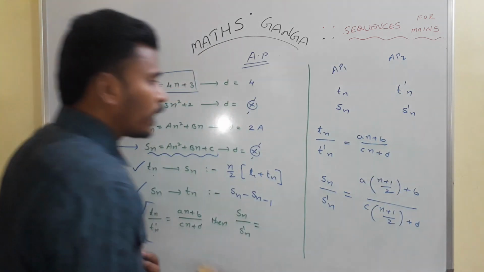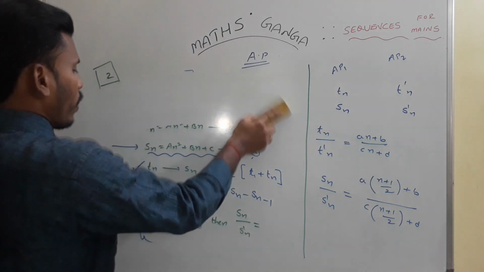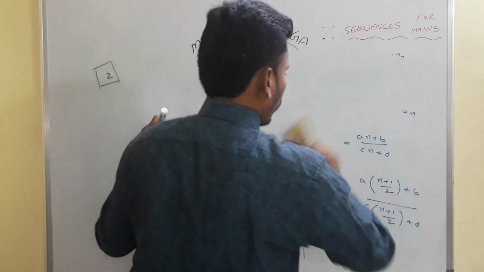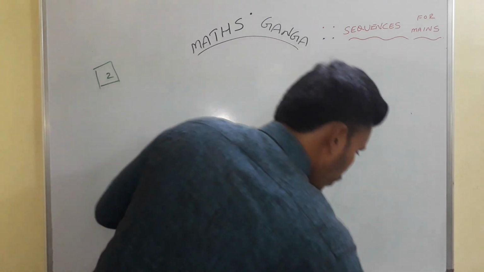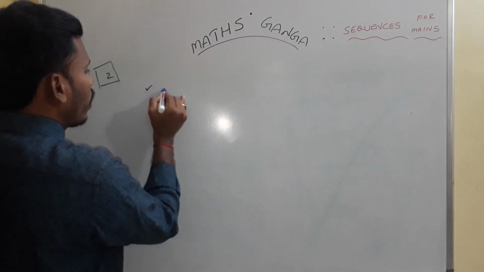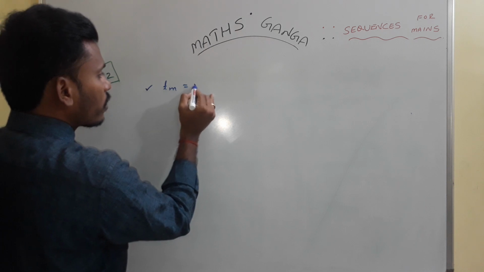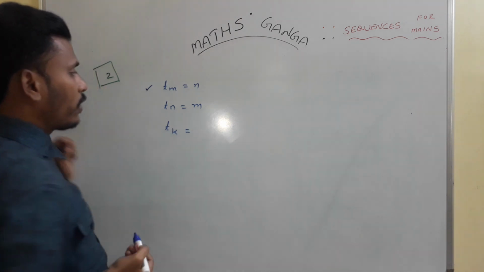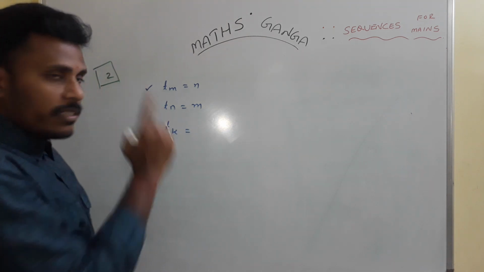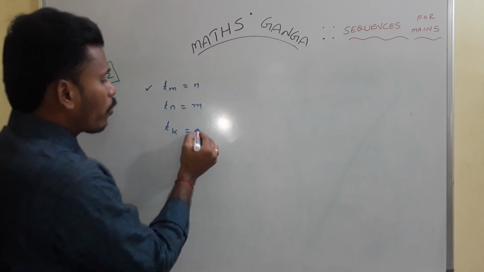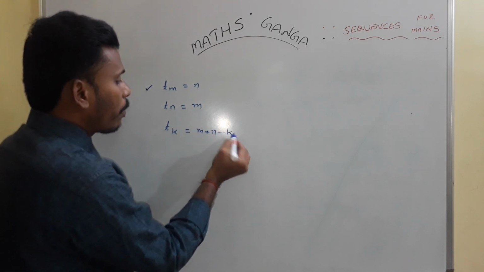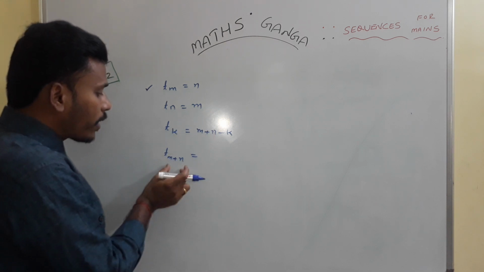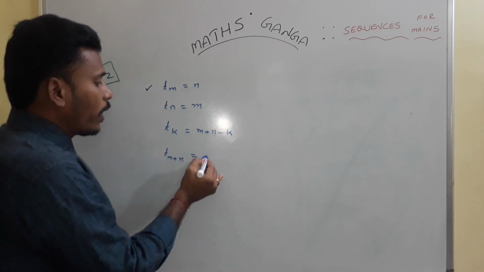Related to nth terms and the sum of n terms, we have some more ideas regarding arithmetic progression which are frequently used in many cases. Among those, suppose the mth term of the arithmetic progression is n and the nth term is m, then what can you say about the kth term? The mth term is n, the nth term is m, then the kth term of that arithmetic progression is nothing but m plus n minus k. If the kth term is m plus n minus k, then what about the m plus nth term? Replace k with m plus n, you will get it as 0.